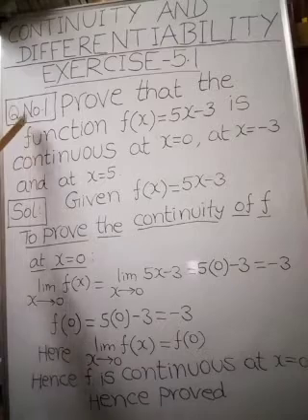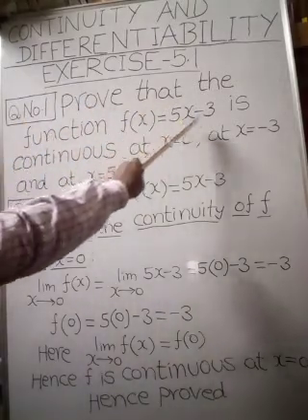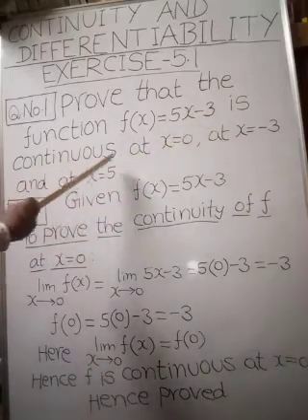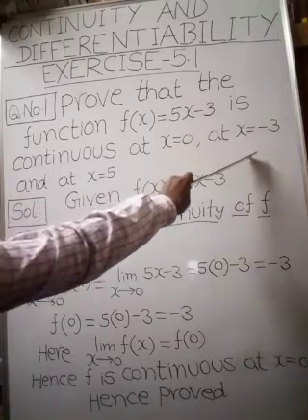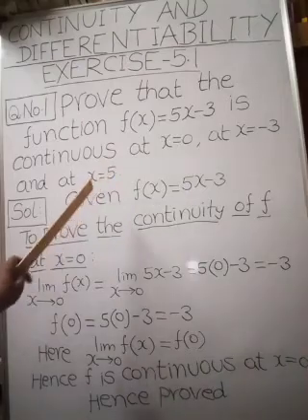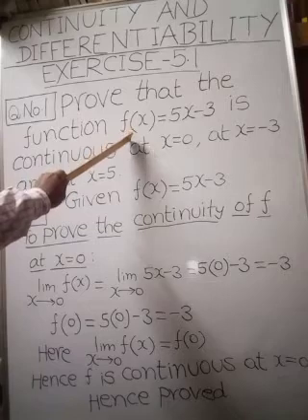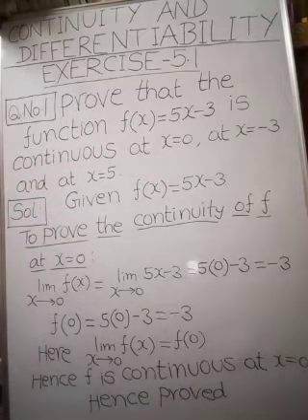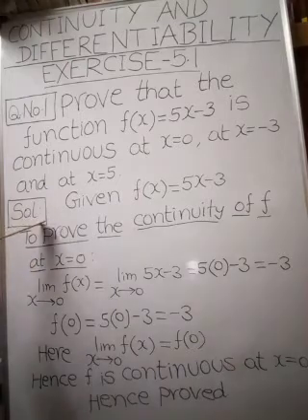Question number 1. Prove that the function f of x is equal to 5x minus 3 is continuous at x is equal to 0, at x is equal to minus 3, at x is equal to 5. At these 3 points separately we have to prove that f is continuous. Understood the question my dear children? Right. Now come to the solution part.